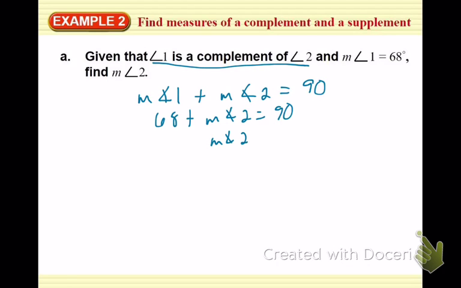And then to solve for angle 2, we just subtract from 68. Now you may be able to get there faster than setting up an equation and solving it, but just in case you're confused and it's not clicking with you yet, try writing an equation, and that might help.